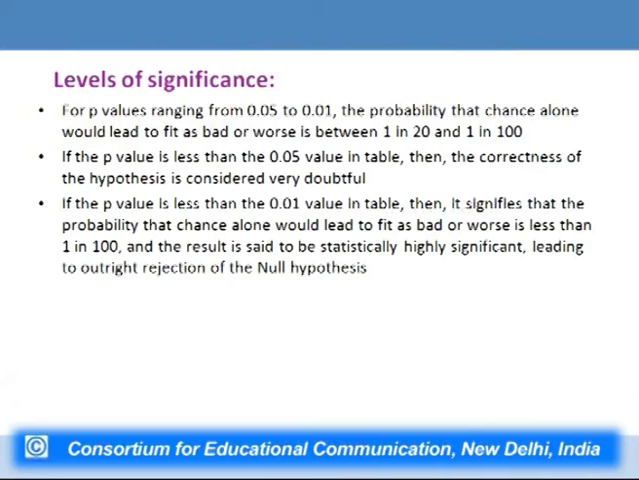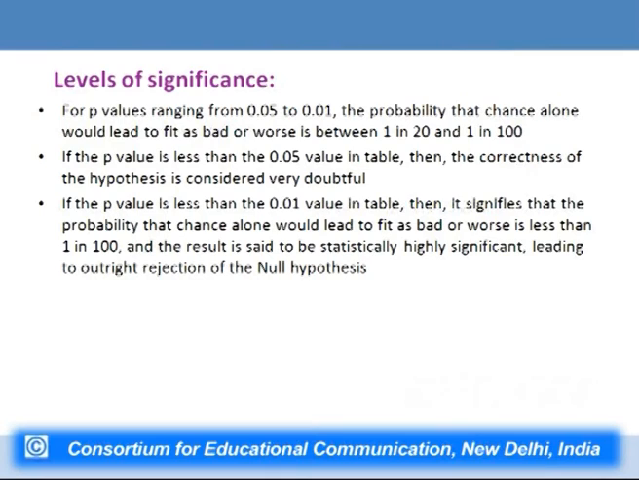For p values ranging from 0.05 to 0.01, the probability that chance alone would lead to fit as bad or worse is between 1 in 20 and 1 in 100. If the p value is less than 0.05 value in the table, then the correctness of the hypothesis is considered very doubtful. However, if the p value is less than 0.01 value in the table, then it signifies that the probability that chance alone would lead to fit as bad or worse is less than 1 in 1000, and the result is said to be statistically highly significant, leading to outright rejection of the null hypothesis.